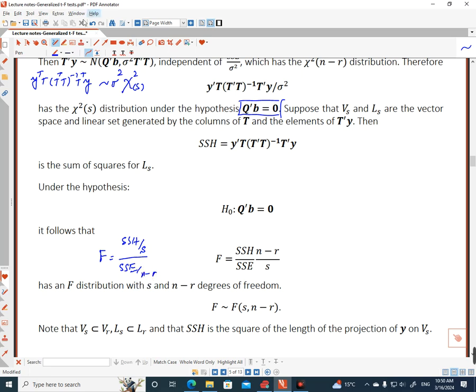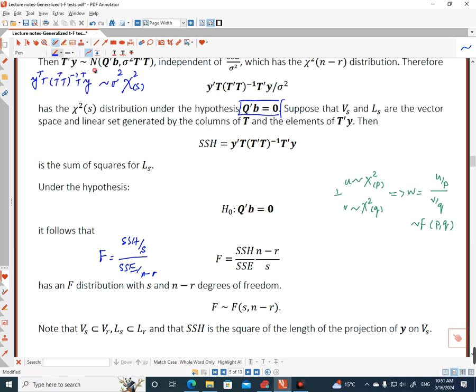But why this structure? Recall that if I have U distributed according to chi-square with p degrees of freedom, and V distributed according to chi-square with, let's say, q degrees of freedom, and if they are independent, then I can conclude that if I define the W variable as U divided by p over V divided by q, then it has the Fisher distribution with p and q degrees of freedom. The p is for the numerator degrees of freedom, and q is the degrees of freedom for the denominator.